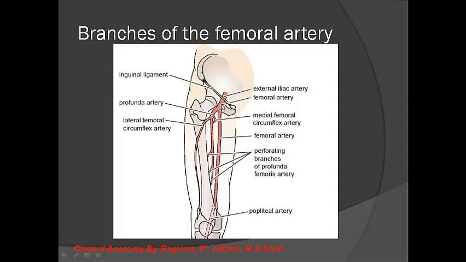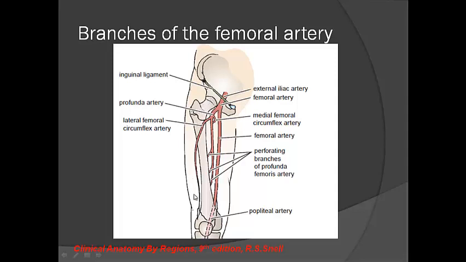Now, once the femoral artery has passed into the thigh, it gives off a major branch called the profunda femoris artery, similar to the profunda brachii. The profunda femoris artery gives off multiple branches, and some of them are going to end up supplying the hip joint.